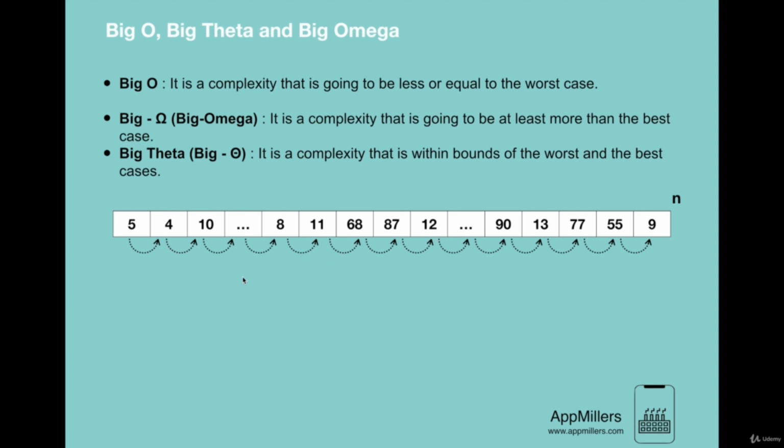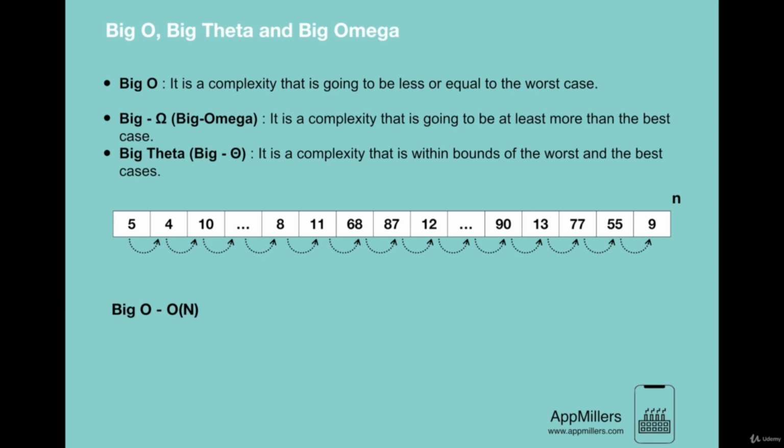Let's say the time that we need to visit each element is 1 millisecond, so the time that we need to visit all of the elements will be n multiplied by 1, where n is the number of elements in the array. Okay, how can we represent this searching process in terms of notations? So in terms of big O notation, it will be O(n).